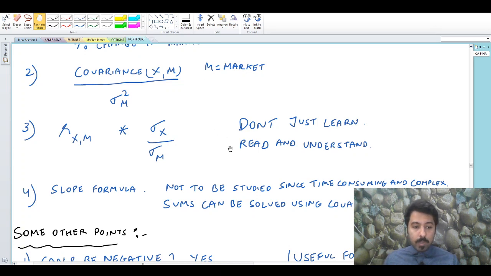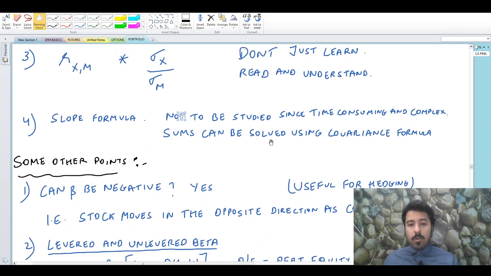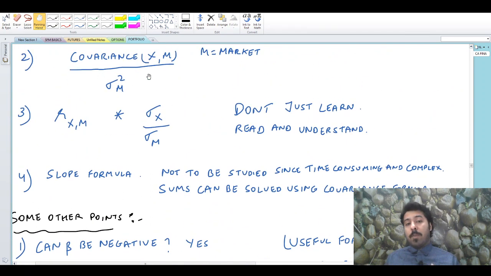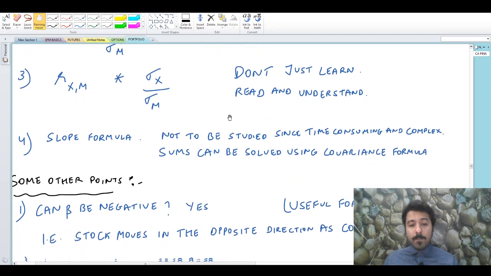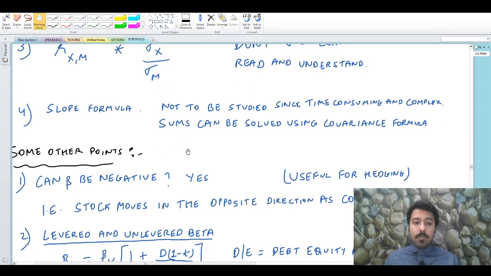Okay. There's a fourth formula with a slope figure. We won't be using that. That is not to be studied since it is time consuming and complex, and sums can be solved using the covariance formula. We've just discussed covariance between stock and market divided by variance of market. And don't worry, I guarantee I have solved every sum. They both use the same terms, so you can solve every sum using the covariance formula. So you don't need to use the slope formula. Completely ignore and forget that. It will cost you time and effort and may not give you the correct answer because it is easy to make a mistake in the exam, right?